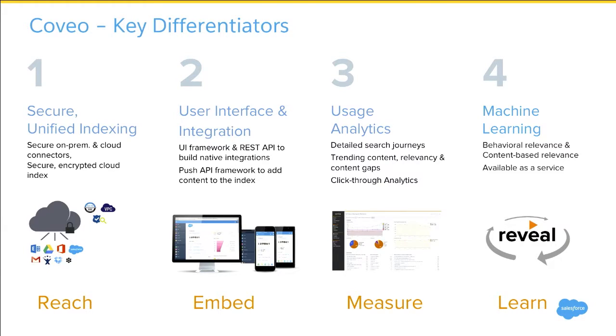Coveo has an intelligent engine that shows you the analytics, click by click: what are people doing, and how does that lead them to the right answer? Which leads us to the fourth piece. Coveo Reveal is machine learning that understands the click path of what your users and customers do in order to make it smarter. You'll see a demonstration of that later.